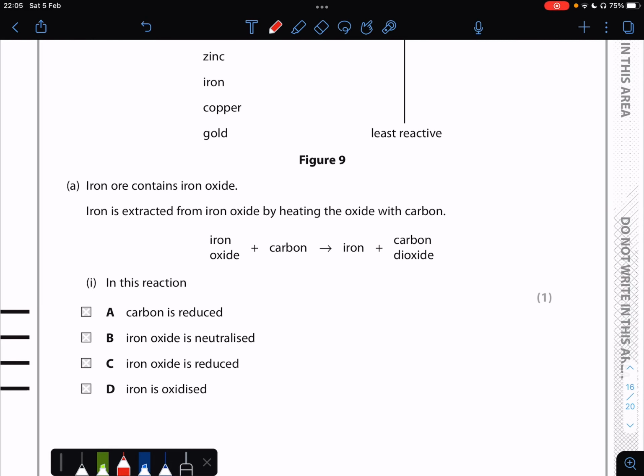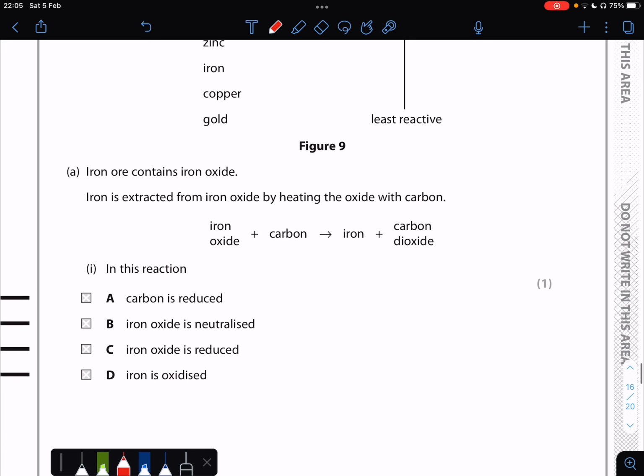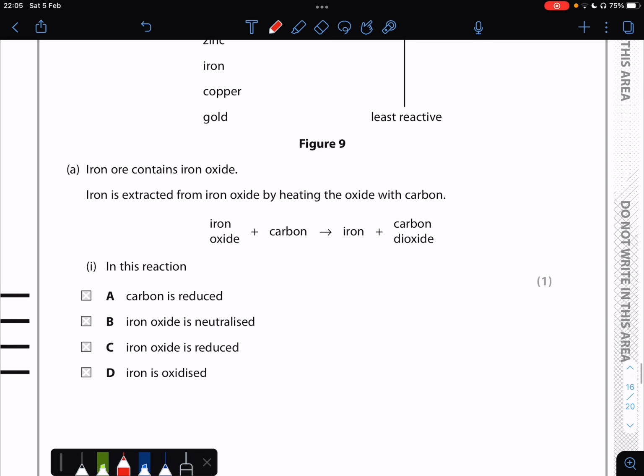So this question is about the extraction of iron, and it wants us to identify what is happening to the different things. Well, first, let's just remind ourselves, iron oxide is becoming iron. And how does it do that? It does that by removal of oxygen, and removal of oxygen is reduction. And the carbon, what we've done here is add oxygen because it's become carbon dioxide, and that is called oxidation.